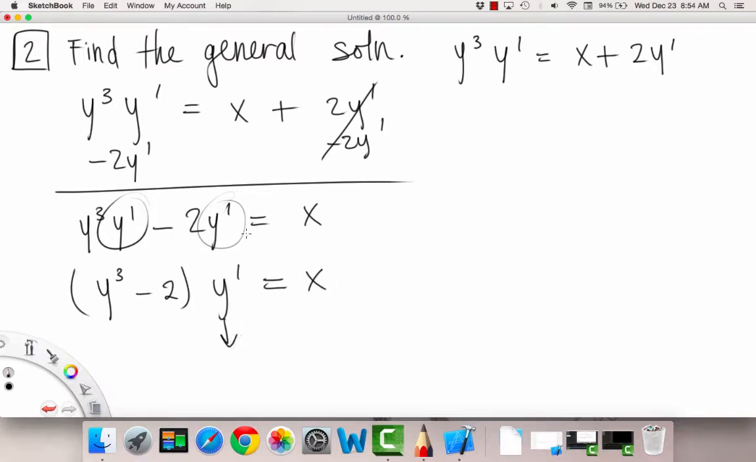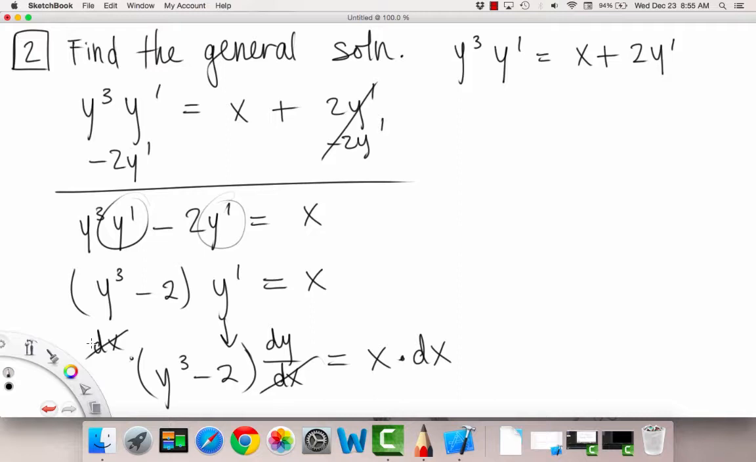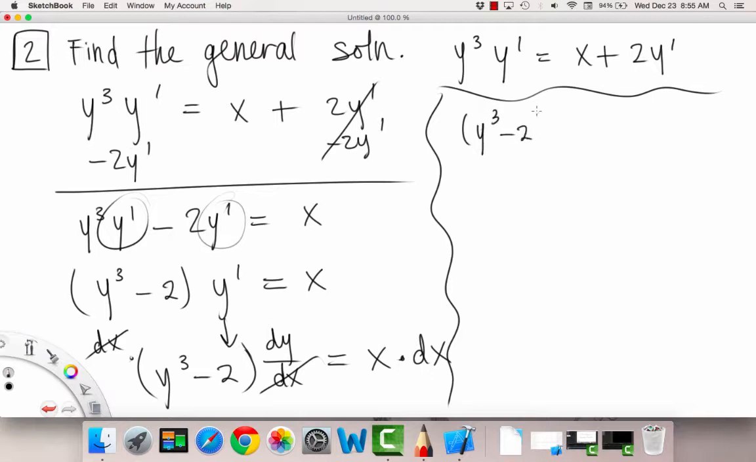And now at this point we can rewrite our y prime in terms of y and x, with our differentials here, is equal to x. And now all we need to do to finish off separating these variables is multiply by dx on both sides. So those cancel out on the left side. So now we're left with y cubed minus 2 times dy, that differential, and then on the right side we have our x dx.